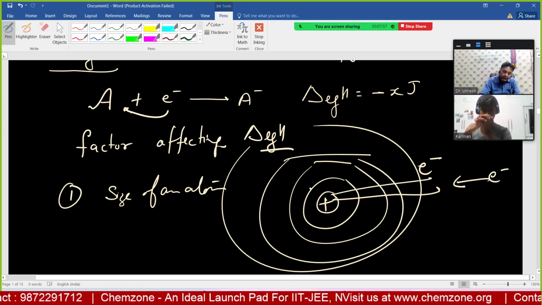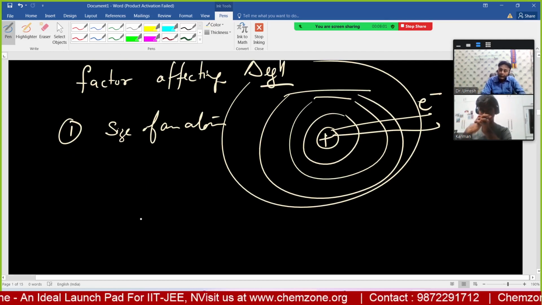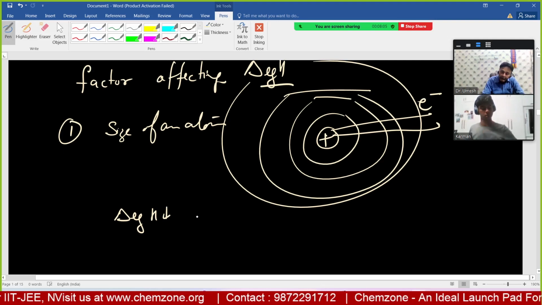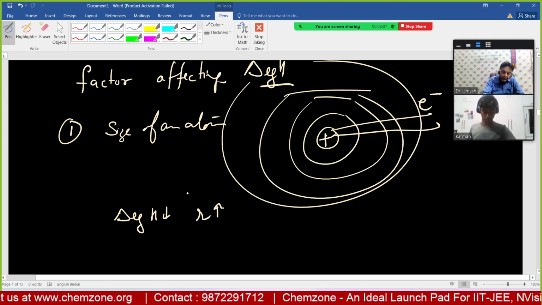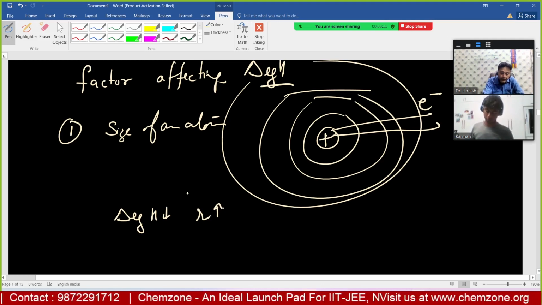And that is why we say the electron gain enthalpy decreases with increasing atomic size. Electron gain enthalpy decreases as the atomic size increases.